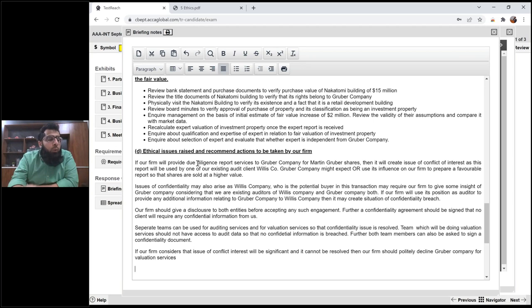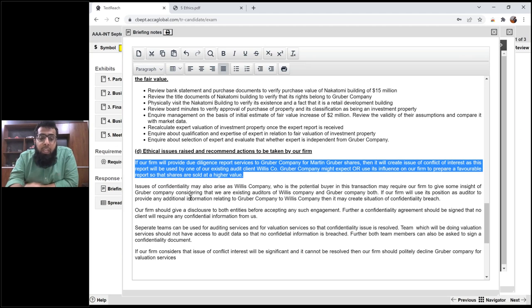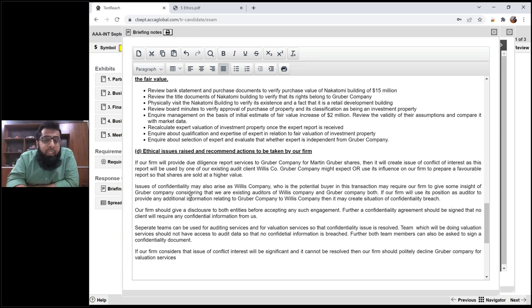See, if you look at all of my points, what I am doing is that I first of all picked up the issue of conflict of interest. I picked up the issue of confidentiality. I picked up an action of disclosure to both entities. Then we talked about separate teams. Then we said that you can go for politely declining also. Are you people getting it?